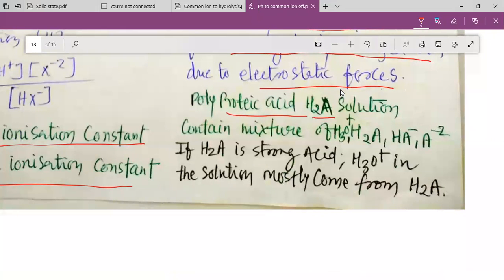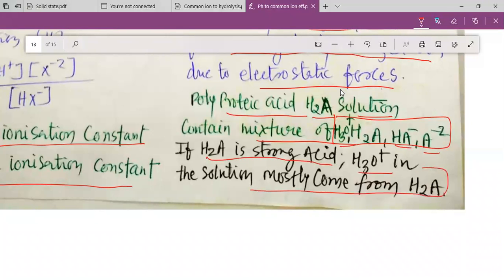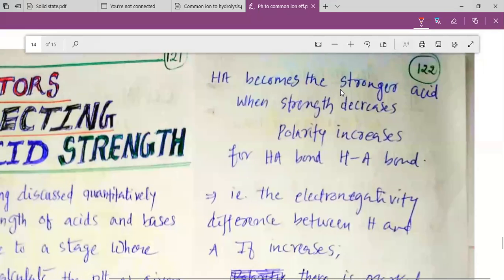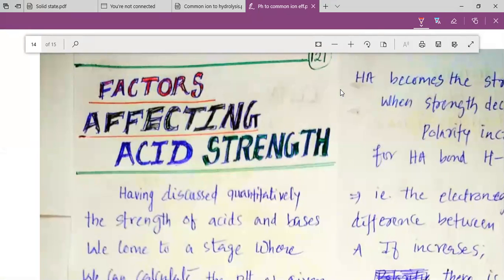Polyprotic acid H2A solution contains a mixture of various ions, that is H3O+, H2A, HA minus and A2 minus. If H2A is a strong acid, H3O+ in the solution mostly comes from the H2A. So, my dear students, if you look into the various concentrations of various ions, mostly these H+ or H3O+ ions come from the first step of dissociation of the acid. That is what they wanted to tell you.